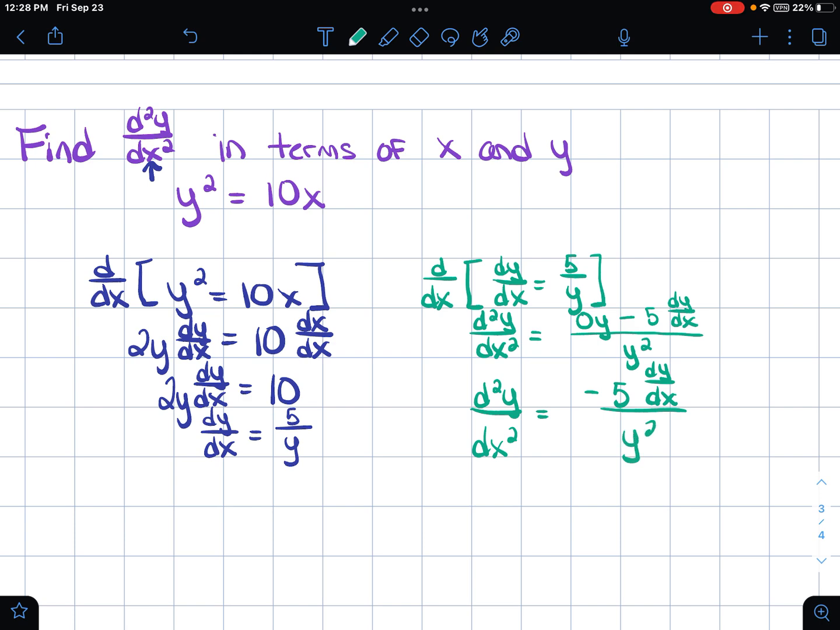We found the second derivative, but we didn't follow the directions in terms of x and y. Right now, we have a value in here that is not in terms of x and y. It's in terms of dy and dx. So we need to make a substitution. We need to get that dy/dx out of there so that our derivative has only x's and y's in it, not dy or dx. Take a minute to think about how we could do that.